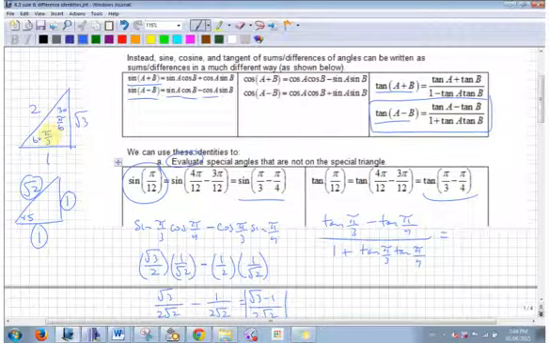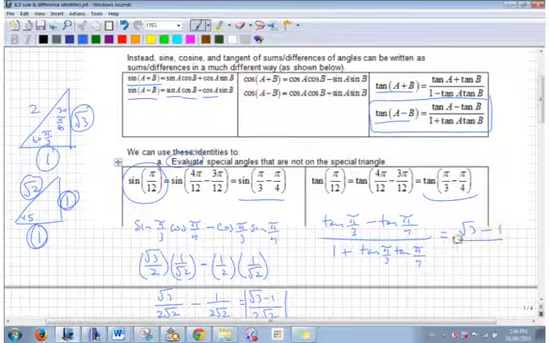Tangent of this is O over A. So that's just root 3. Minus tangent of pi over 4. Tangent of 45 degrees. O over A. That's 1. All over 1 plus, I already got that.